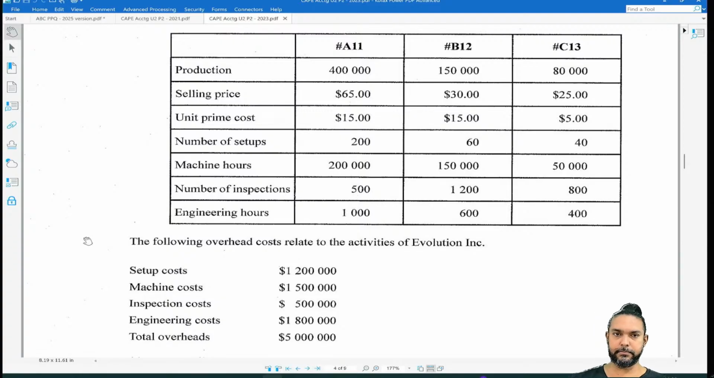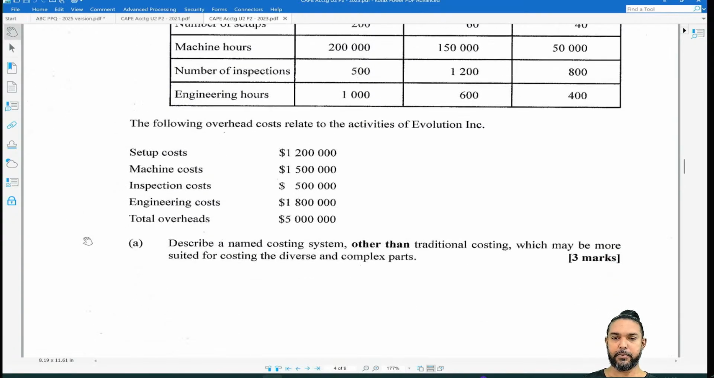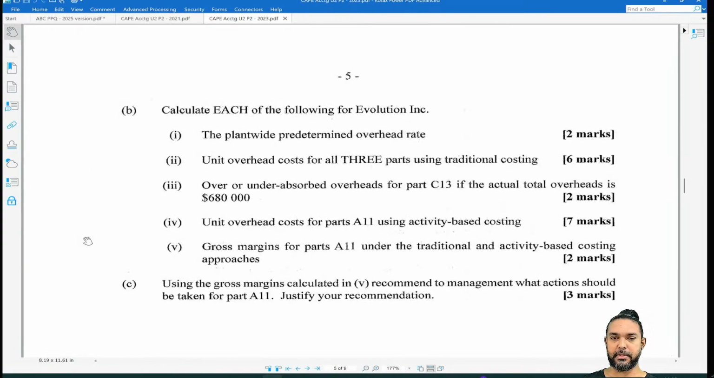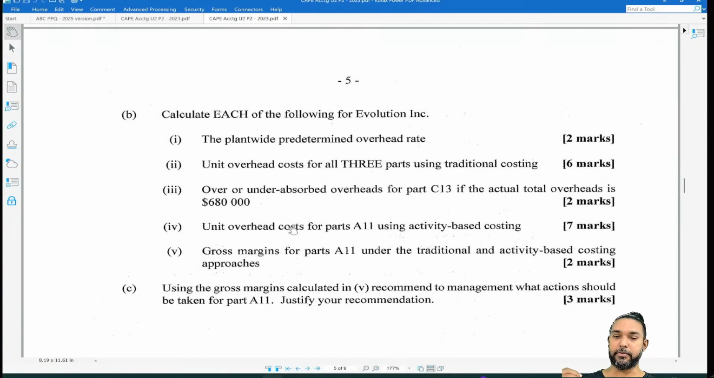All right. Okay, let's take a swing at this. So what do they want us to do? They want us to find the unit overhead costs for part A11. When they say unit overhead cost, it is the overhead cost per unit. To find the total cost per unit, we would need the total cost divided by the number of units. So we first need to get the overhead costs for each activity for A11 and then divide by the number of units.